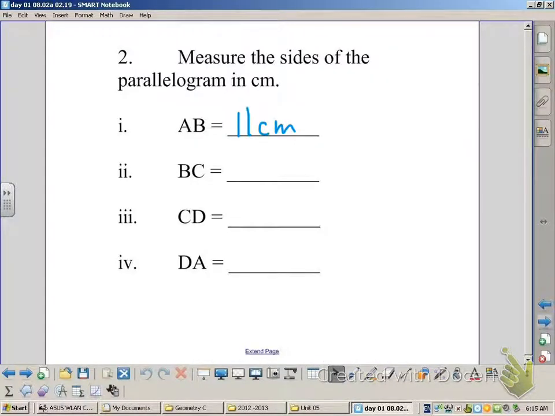So go ahead and measure the sides of our parallelogram. As you can see, AB is done for you. It's 11. Measure the other three sides. Go ahead and hit pause here while you measure. Take about 2 minutes to measure these.